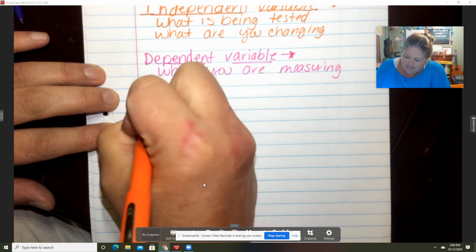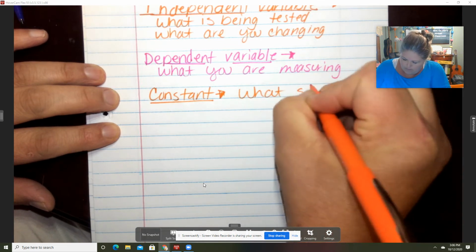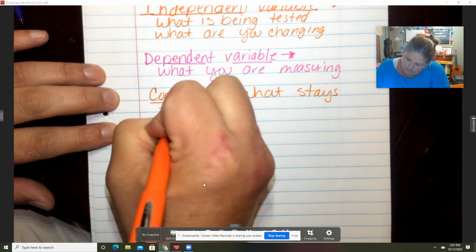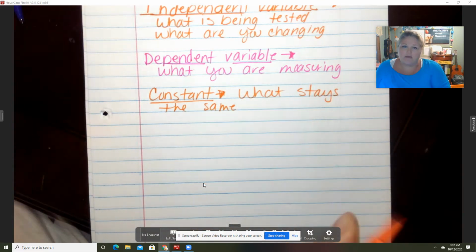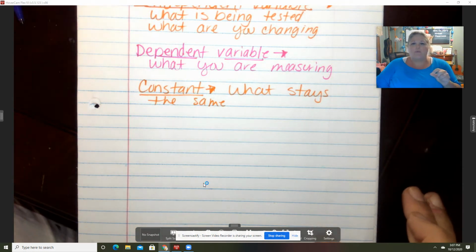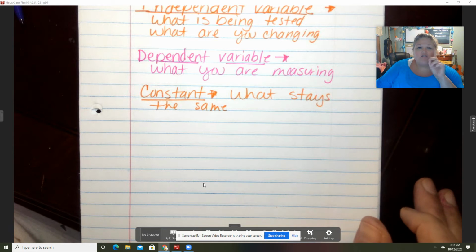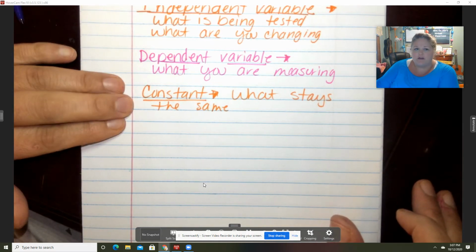And then constant. What is staying the same? Well, when we did the plant experiment, the amount of liquid was constant. If we poured half a cup into the plants, that stayed the same. The time of day we watered the plants stayed the same. The type of plant stayed the same. Where the plants were in the room stayed the same. So those are all constants. And when you do an experiment, you only want to change one thing, and everything else should be a constant.